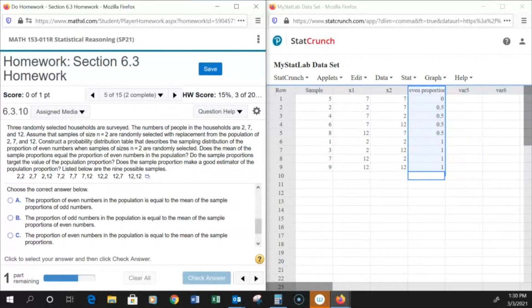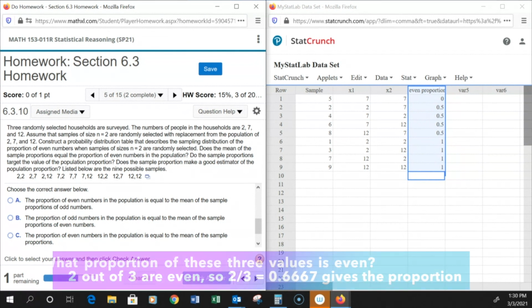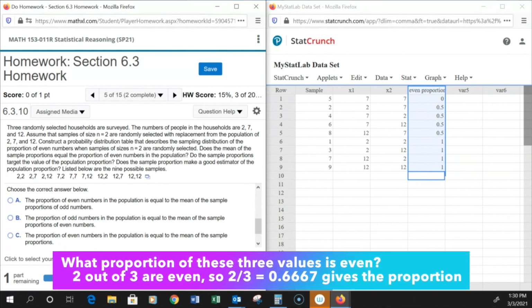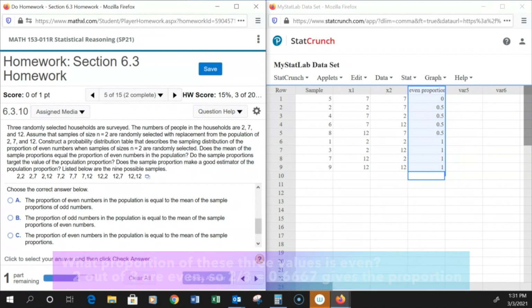Okay, what's the proportion of even numbers in the population? Well, it's 2 and 7 and 12. And you think to yourself, 2 is even and 7 isn't and 12 is. So I'm thinking 2 out of 3. So the proportion of even numbers in the population is 2 out of 3. And if you want, you can use a calculator. It comes out to be 0.666666, and you round it eventually to 7. But it's 2 out of 3.